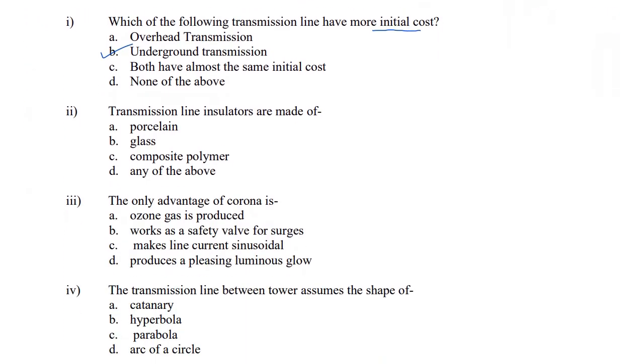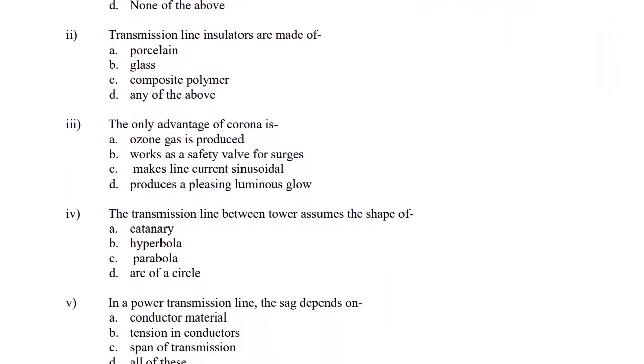Now what is the next question? Transmission line insulators are made of which materials? You can see here porcelain given, glass given, composite polymer given. Now see, all these three materials are used for line insulators. So option D here will be our correct answer.